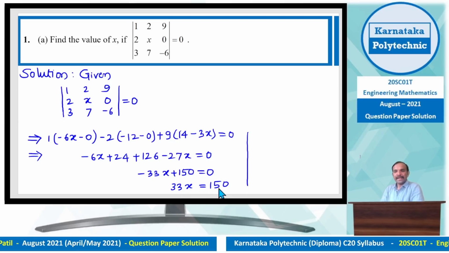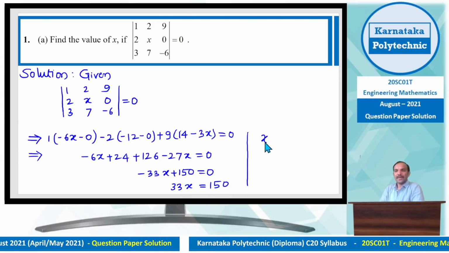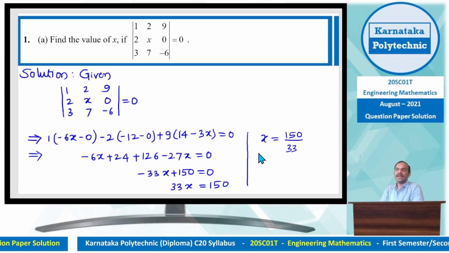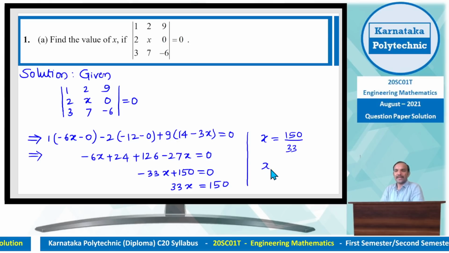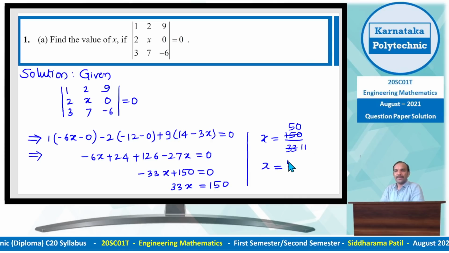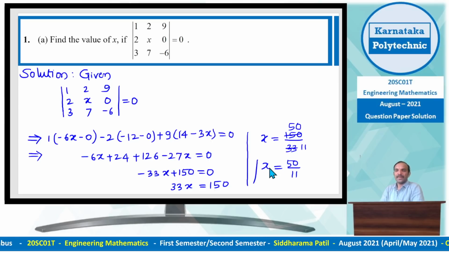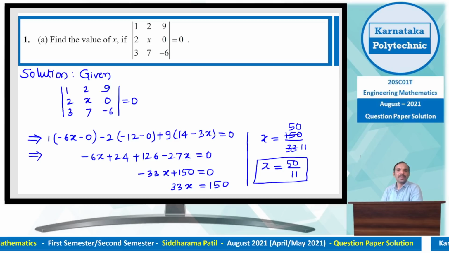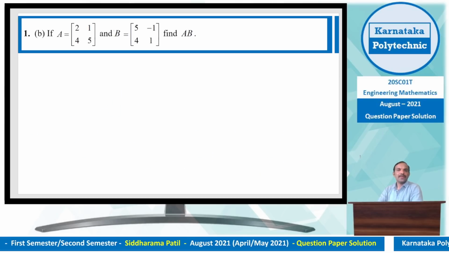Now, taking this 33 to the right hand side, x equals 150 divided by 33. Therefore x equals, dividing by 3, 50 by 11. The x value is 50 by 11. That is the required answer. Now, moving to the next question, that is 1b.